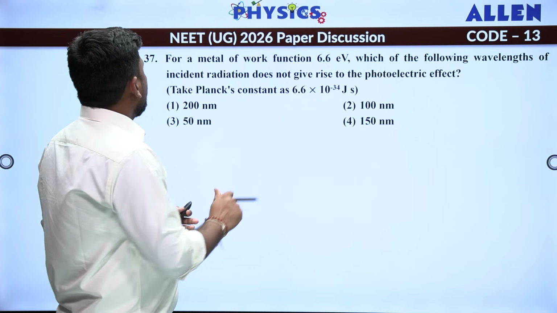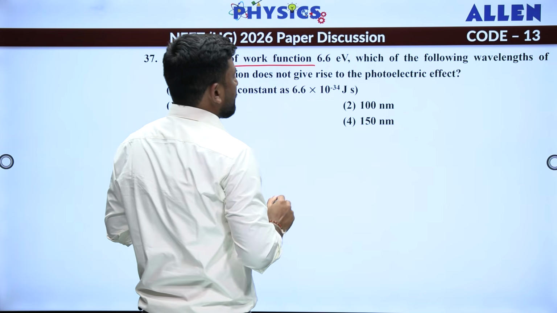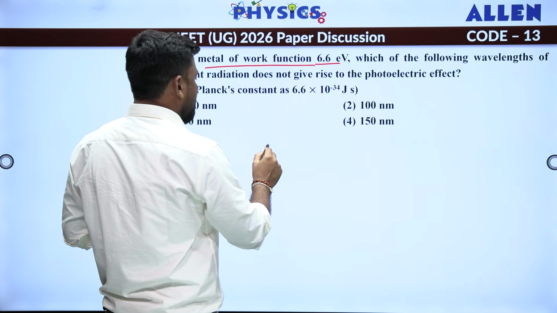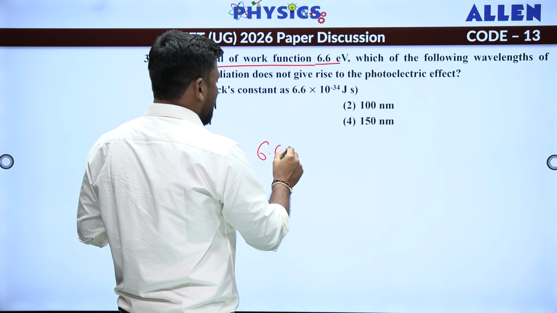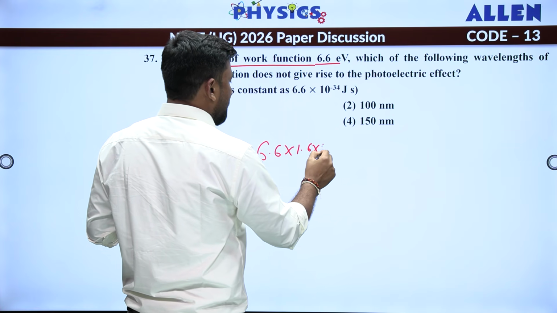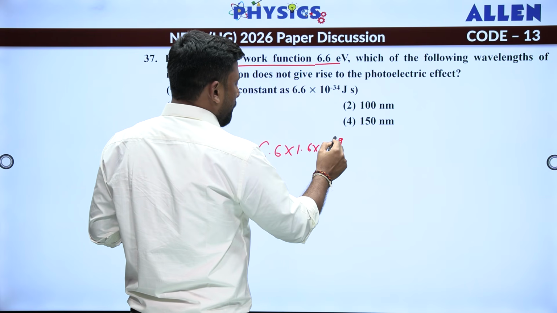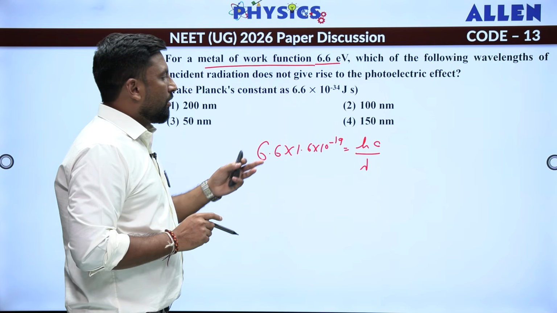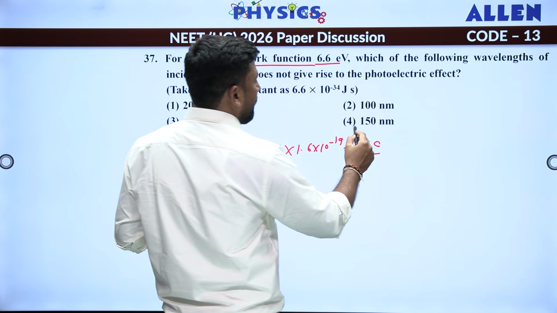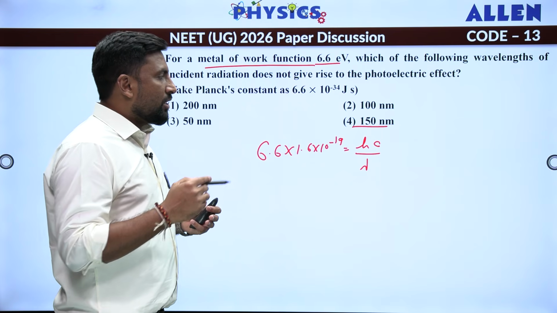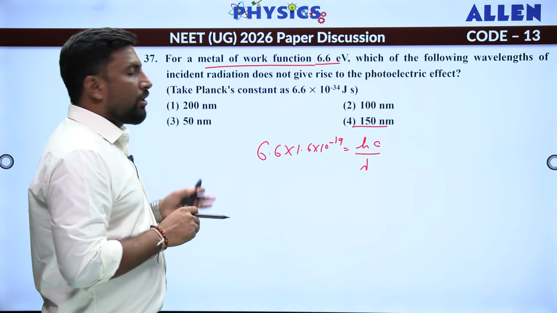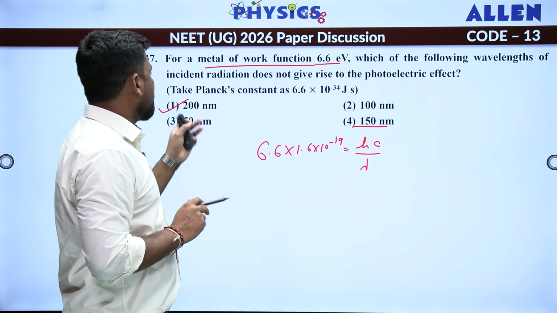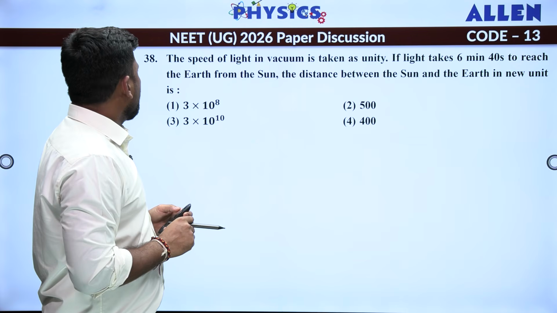Now let's move to the next question. They are saying the work function for the metal is given this much. So we can find the threshold frequency. We can say 6.6 into 1.6 into 10 power minus 19 is going to be hc divided by lambda. If you calculate the threshold wavelength from here, you will get near around 150. So any wavelength which has a value more than 150 will not be able to emit the photoelectron. So only one option is matching for this: 200 nanometer.